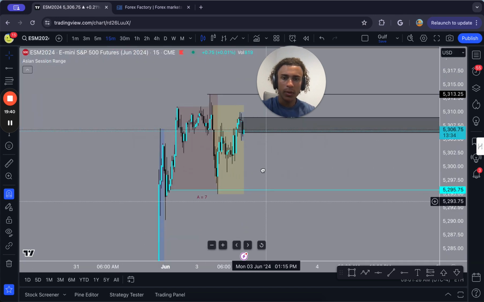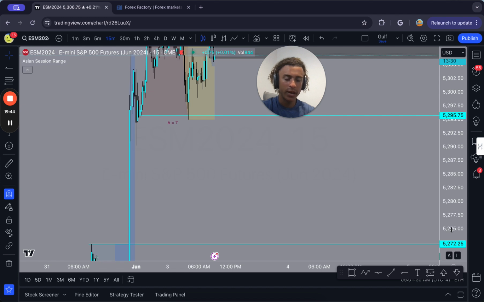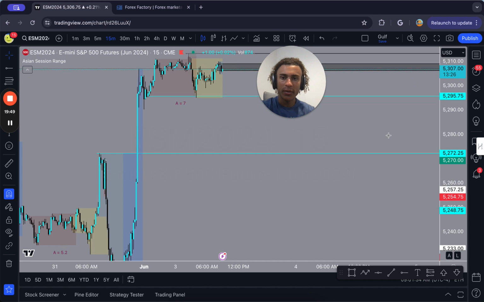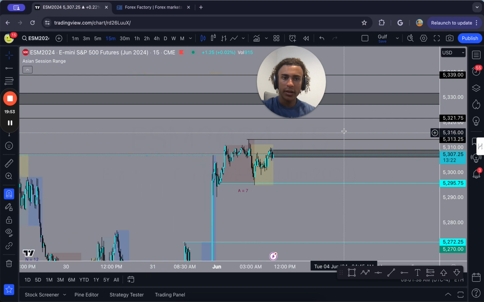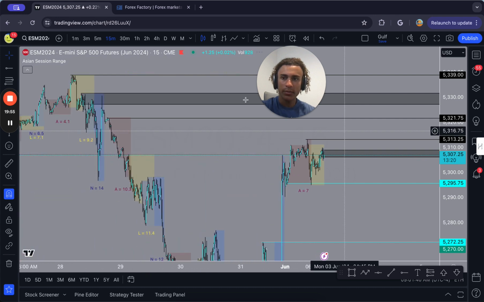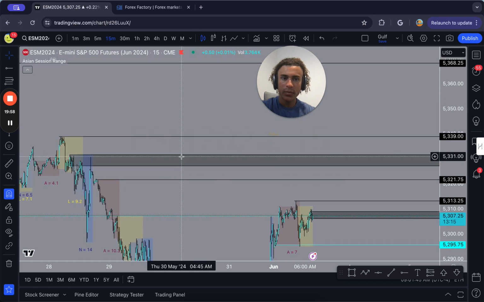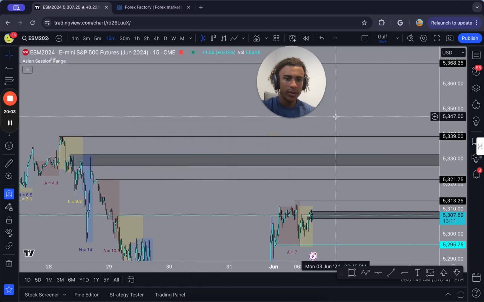Below this level, close below this level, I do want to see us target this 5,272.25 level. And if we come up above this Asian high, I'd like to see us target 5,321 and then eventually this London high right here. All-time high is still a decent bit away.